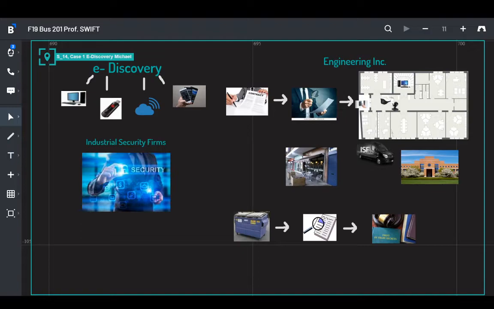I do not believe so, because at that point, again, the industrial security firm is strictly for the investigating work, and then after all that investigating and that evidence collecting has taken place, all that evidence is now Engineering Incorporated's responsibility.